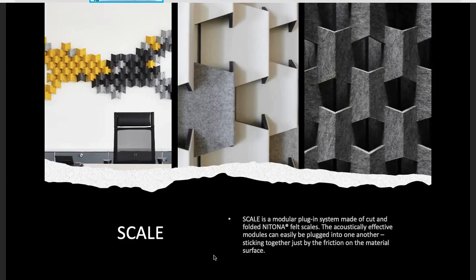So this is another type you can use, like scale. This scale is a modular plug-in system made of cut and folded material. Nitona is a brand or maybe the model of this scale. They come in various shapes and sizes of pieces that you can install as wall art. You can install it throughout the whole wall, to suit the purpose of the space. Okay, so you can just stack them like a puzzle between one and another. So it can absorb and reflect.